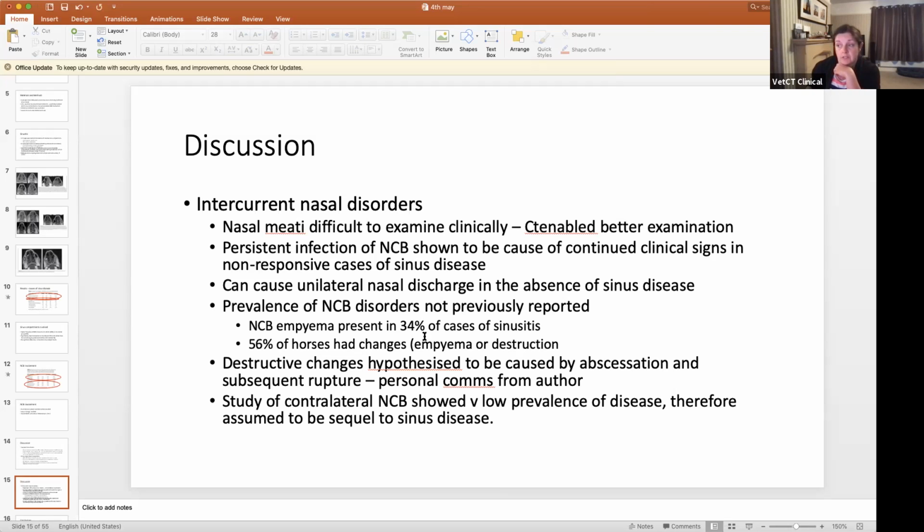And I think it's quite interesting that about a third of cases of sinusitis have nasal conchal bullae empyema, and about 56% of the horses that have sinusitis have ipsilateral bullae changes.